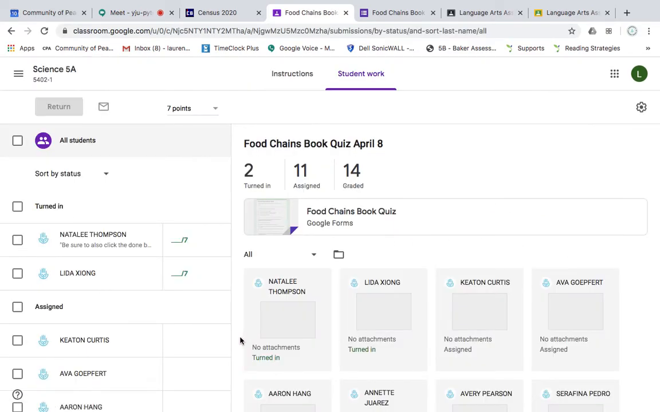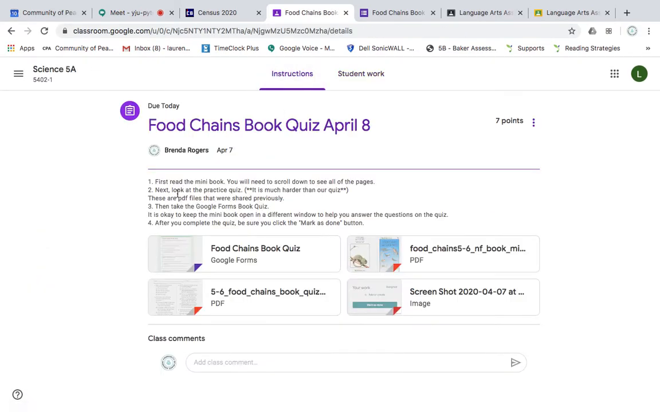Then you will take the practice quiz. The practice quiz, I believe, is right here. And then after your practice quiz, you are going to take the Google Forms quiz, and then you are going to mark it as done. So let's go through and read this mini book about food chains.